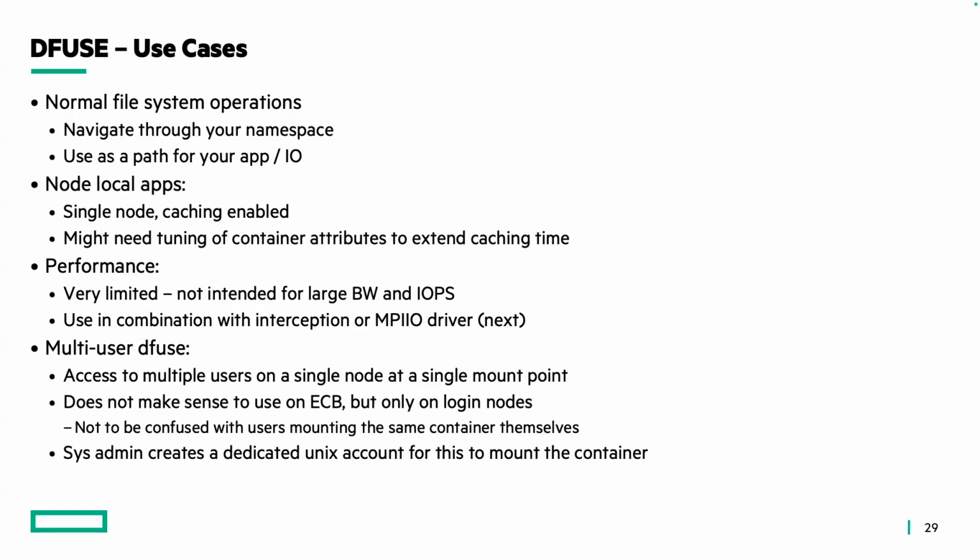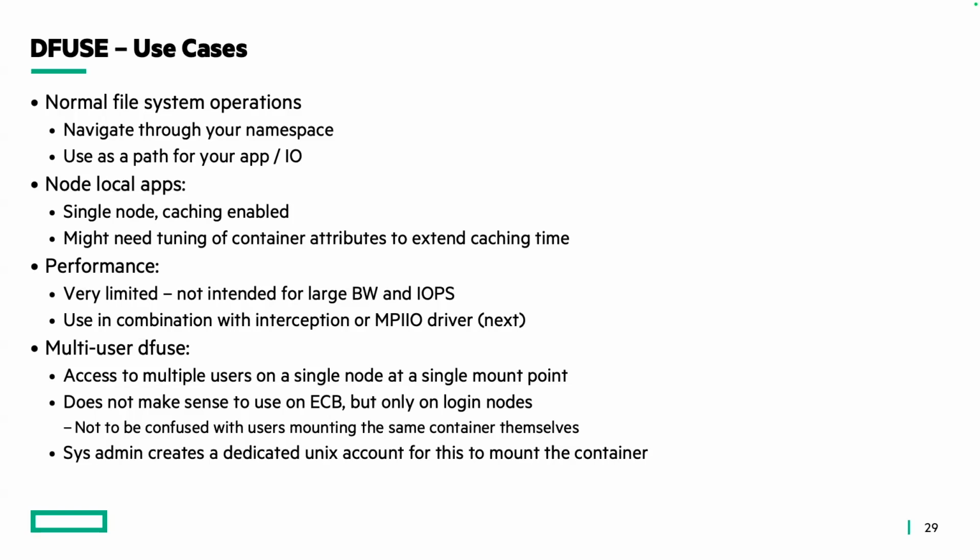But remember, if you're doing multiple nodes and you read-write, caching will not work. It can actually harm your data, can cause maybe corruption, or you might not see things in time. It breaks POSIX semantics basically if you do that. So performance of dfuse is very limited.